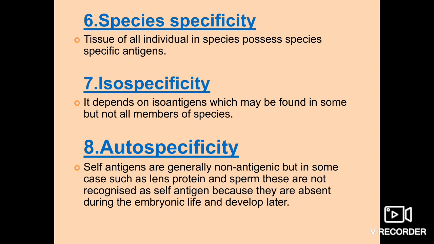Self antigens are non-antigenic. These are lens protein and sperms. These are not recognized because they develop after embryo life, as sperms do.